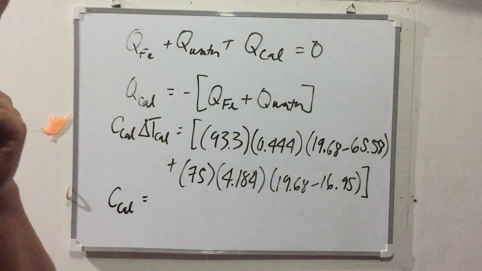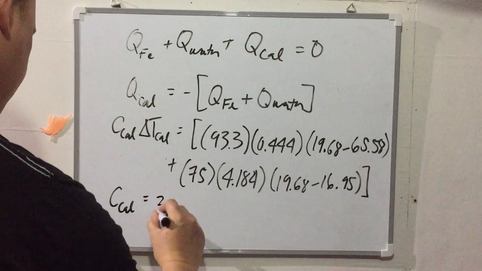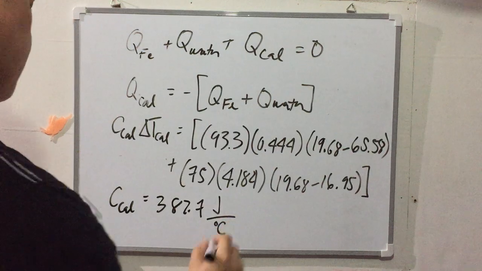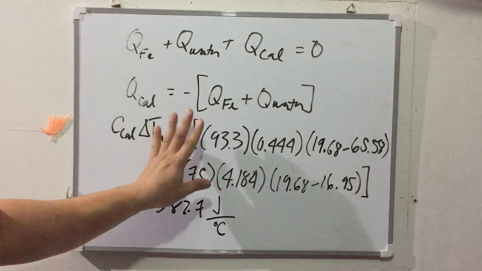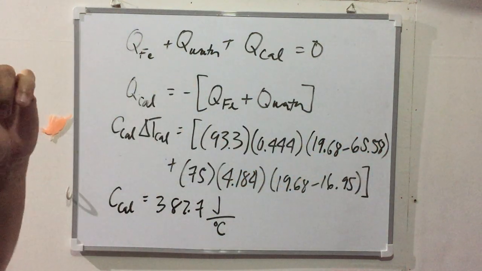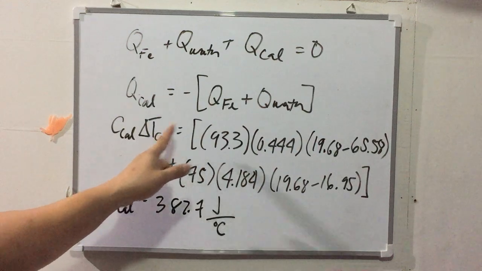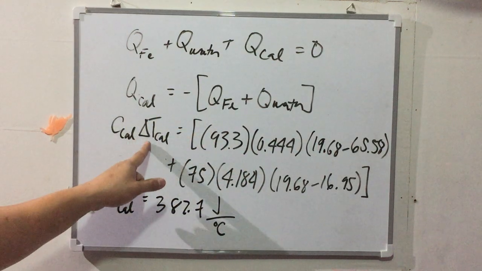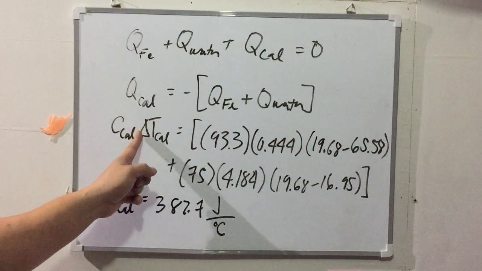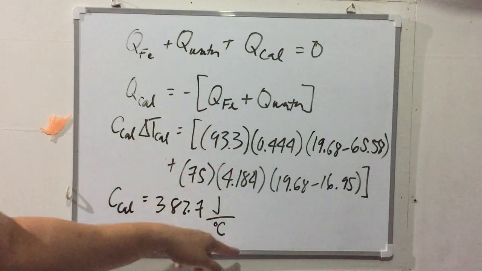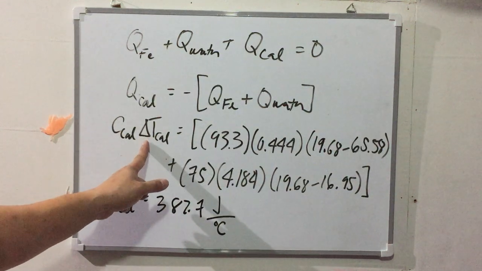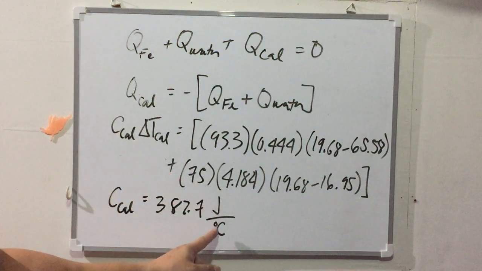And what I should get is a value of 19.68 minus 16.95. And I would be left with the unit of joules. I put this in the right-hand side of the equation to isolate Ccal. Delta Tcal, again, is in degrees Celsius. So if I put it at the right-hand side, it becomes part of the denominator. So it's like this whole thing divided by delta T, calorimeter, would give me units of joules per degree Celsius.